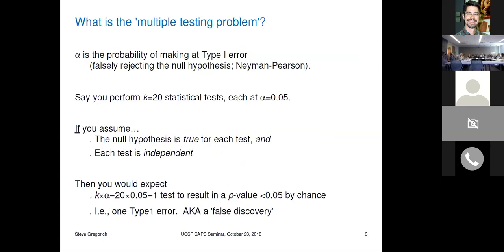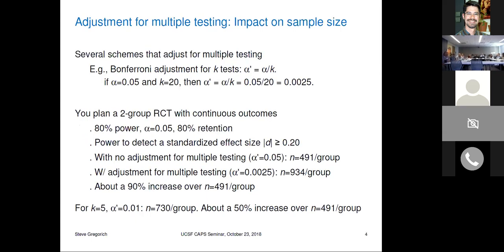So talking about p-values, I think everyone probably knows what the multiple testing problem is. The investigator sets an alpha level. It's the probability of making a type 1 error. So as an example, say you have 20 tests, each at 0.05. If you assume that the null hypothesis is true for each test and that each test is independent, then you might expect one type 1 error just by chance from that set of 20 tests. And this makes some people very nervous because you might be accepting the alternative hypothesis when you should not be.